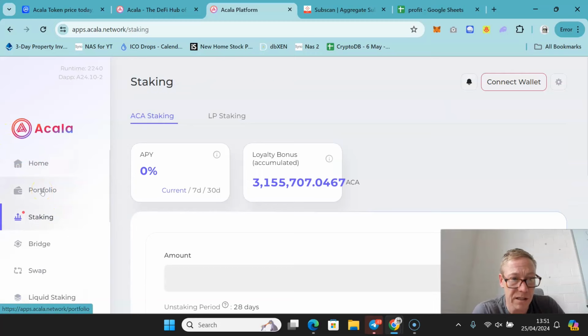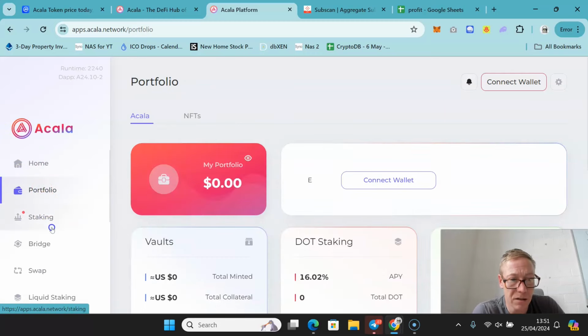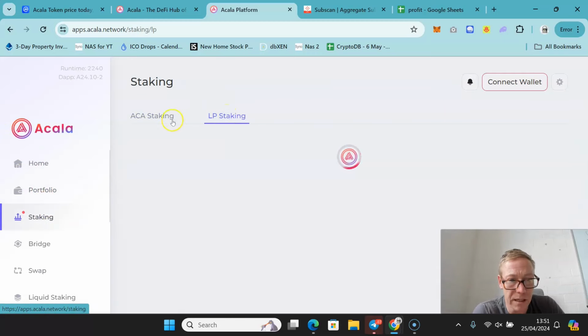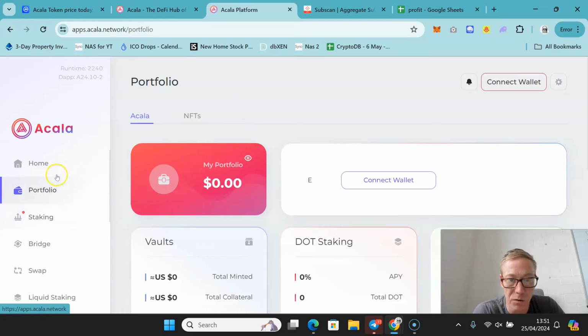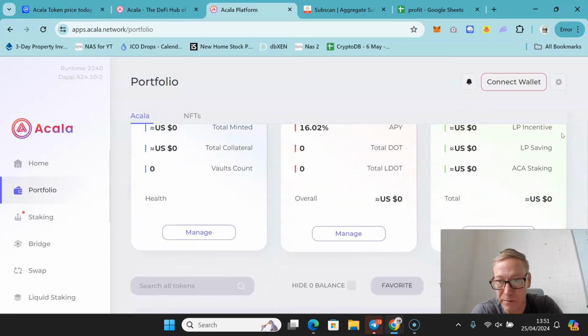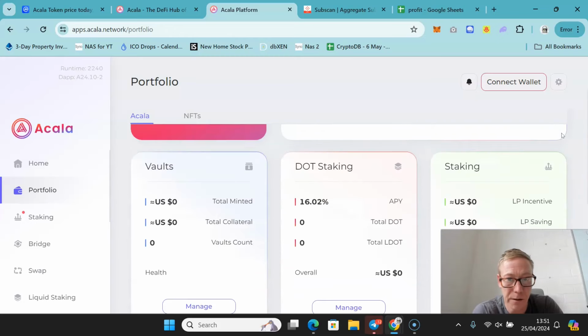Again, staking wise, obviously you can stake Acala. You can also do liquidity pool staking. Just obviously understand your risks if you're doing LP staking. It means you've got two coins that you've provided liquidity for, so hence you've got risk of impermanent loss by doing so.